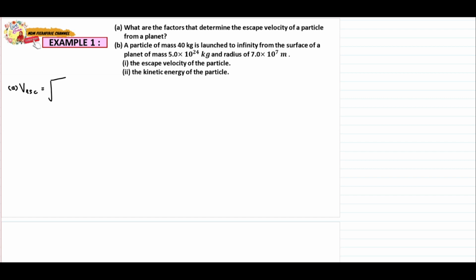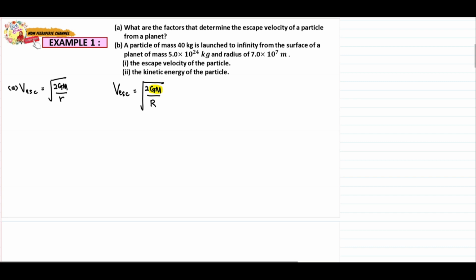So it is equal to square root 2GM over r, okay. So r here is the radius of a planet, or you can write capital R if an object wants to escape from the earth. So we also can write v escape. Okay, so the velocity of the object that will escape from the surface of the earth is equal to square root 2GM over r. And from this equation, actually we can rearrange this equation.